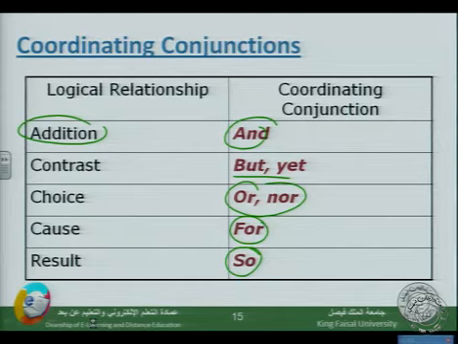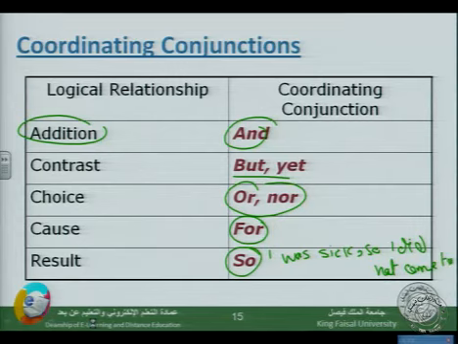For example, I was sick, so I did not come to class. Notice here in the past was, here in the past did. So it is used for the result. For, I came here for teaching English.